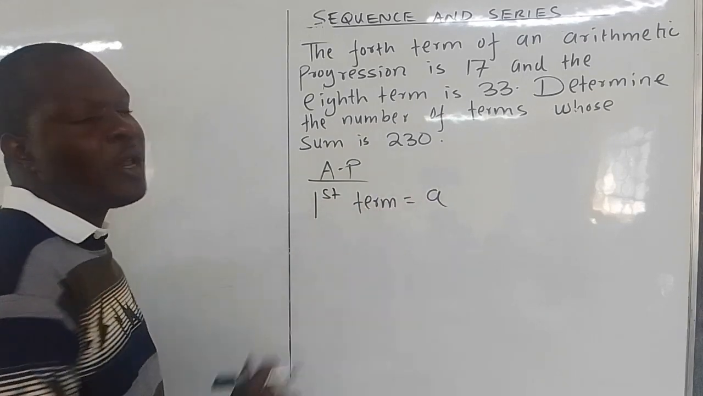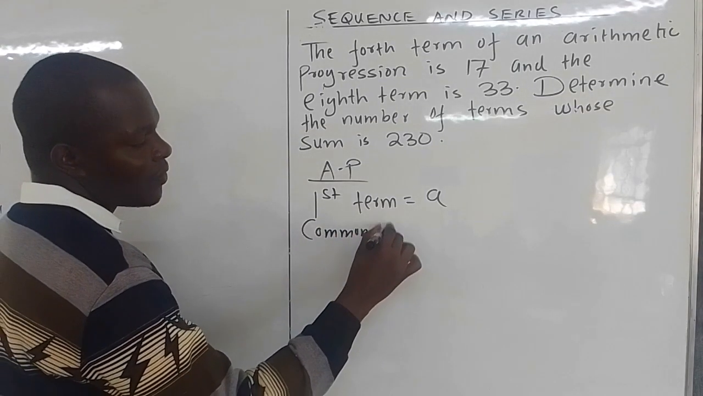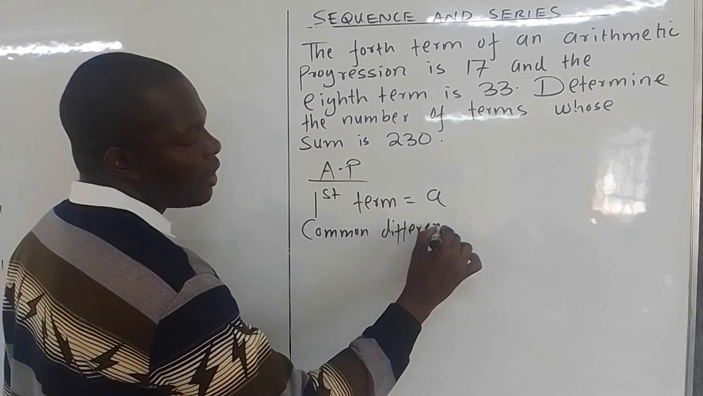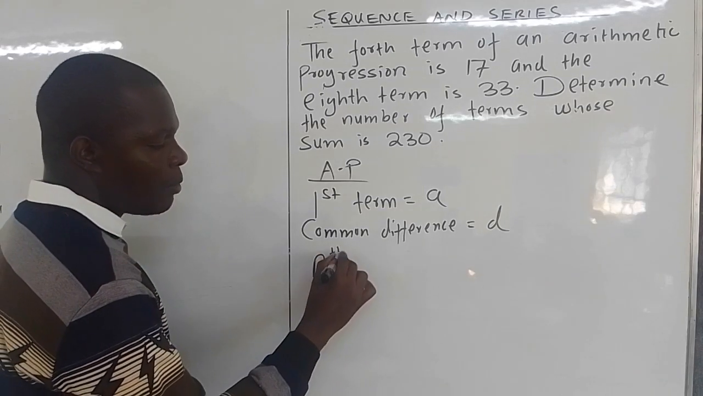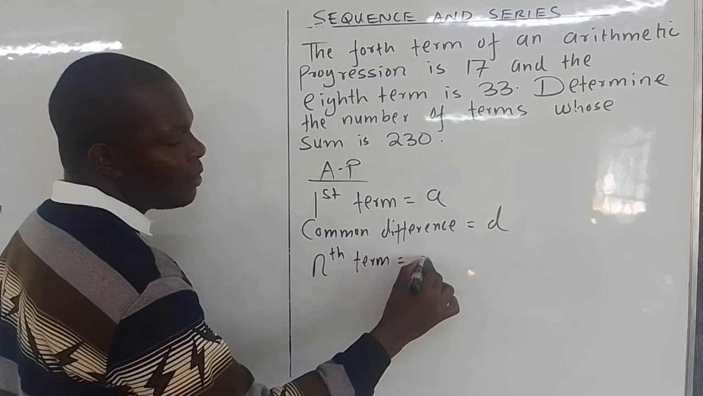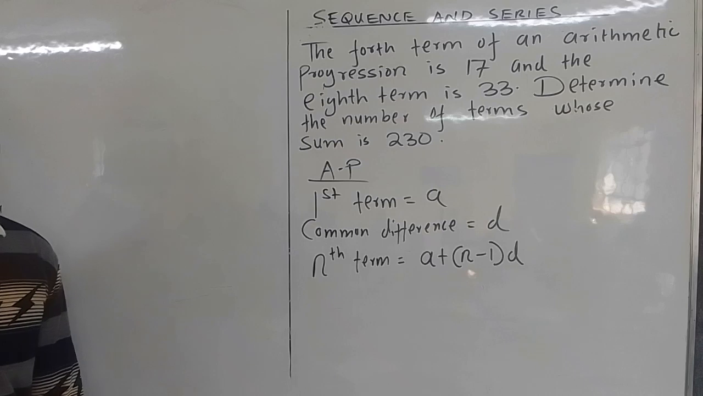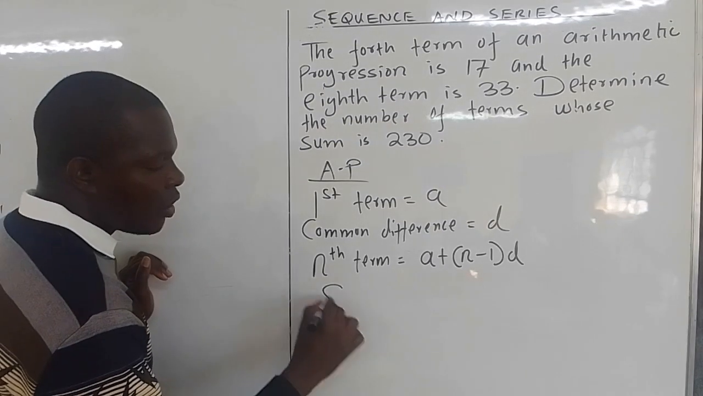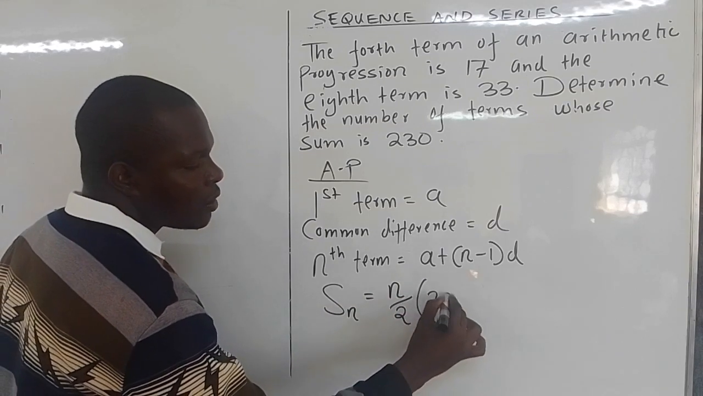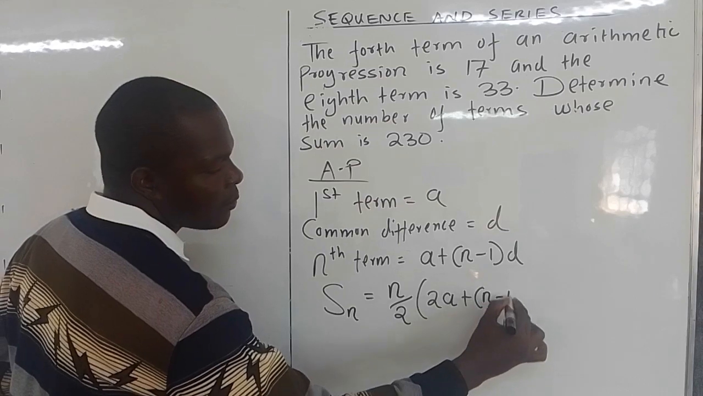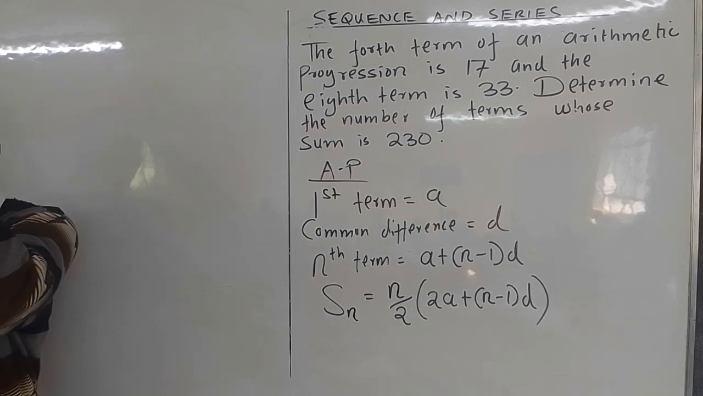And the first term of an AP is A. And the AP uses a common difference, and the common difference is given by D. And the nth term of an AP is given by A plus (n minus 1) into D, isn't it? And you know the sum of n terms of an AP is given by what? n over 2 into (2A plus (n minus 1) into D), like that, isn't it? So you've identified all the unknowns.